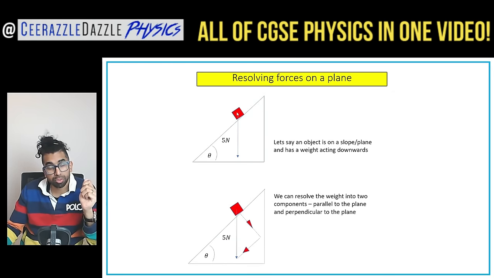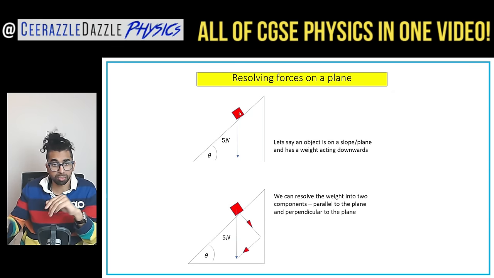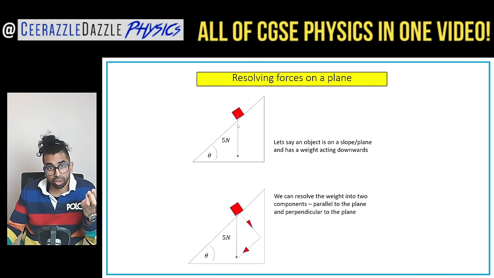Right, so let's say we have the object and it's now on a slant. Yes, it's on a slanted plane over here. If you're asked to resolve the force which is pulling it down right now, which is 5 newtons, you now need to resolve this parallel and perpendicular to the plane. So basically, if I was you, I'd construct a triangle over here.